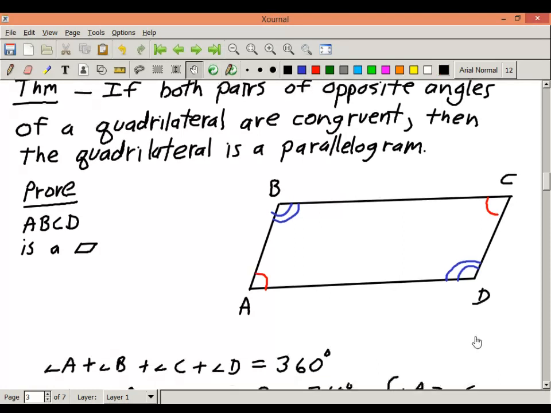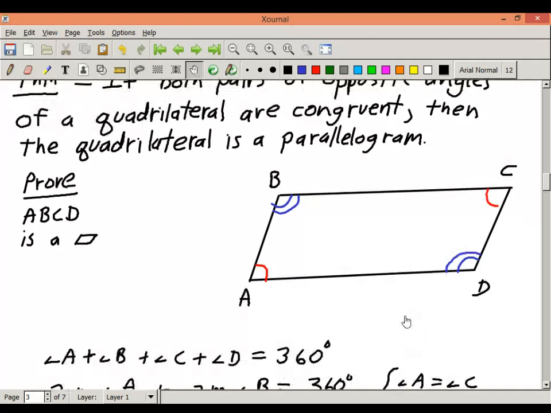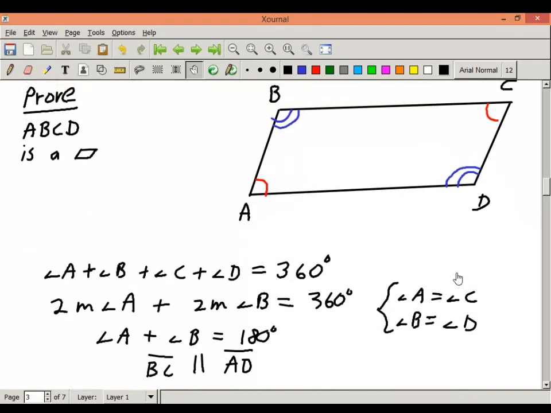So again, we're trying to prove that in this quadrilateral, you got 2 pairs of opposite angles. A and C are opposite angles, they're congruent. B and D are opposite angles, they're congruent. So we're trying to say that that's enough to say that this figure is a parallelogram. Okay, so we got a little bit of algebra to show you on that.